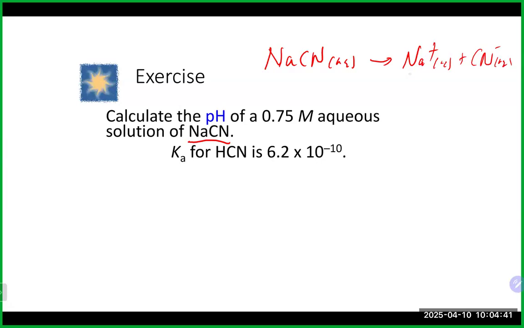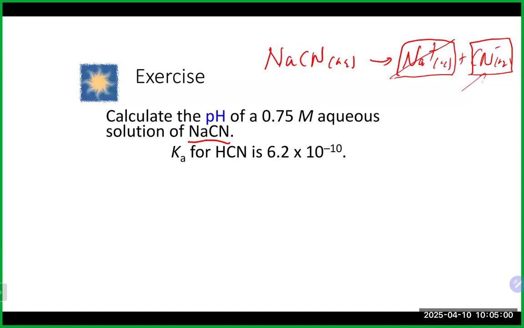Once you do that, you want to analyze both parts of the salt and see if any of it will go through hydrolysis. Sodium, which is group 1, will not go through hydrolysis because it really comes from sodium hydroxide. So we don't have to worry about that. That's basically a neutral salt. It won't react with water.